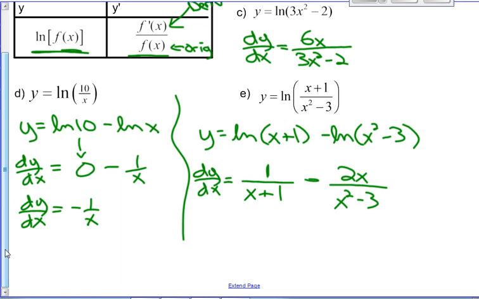That's one of the gifts of logarithms, is that it changes some difficult operations into easy ones. It changes powers into multiplication. It changes multiplication into addition. And it changes division, like here, into subtraction, which is easier to deal with.